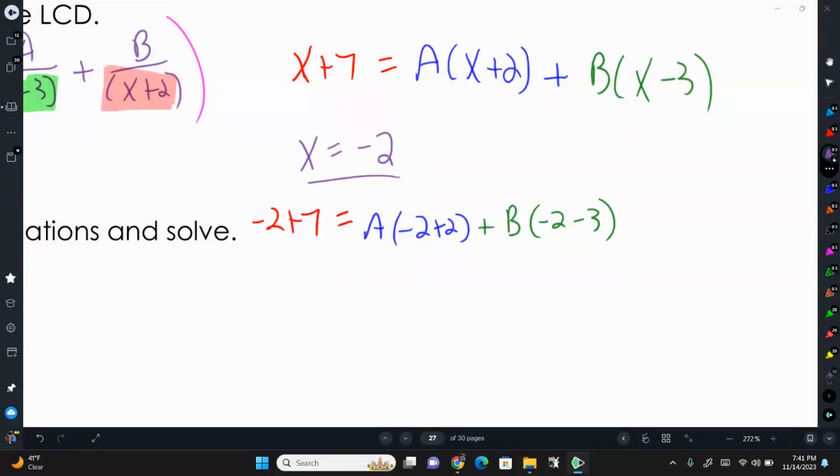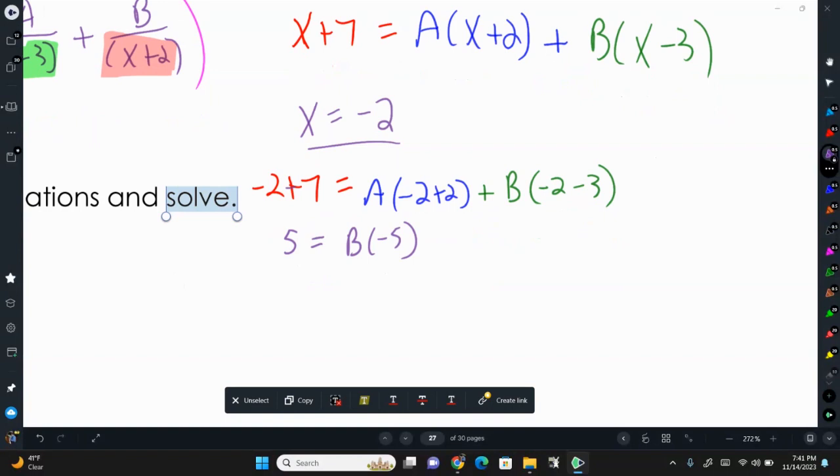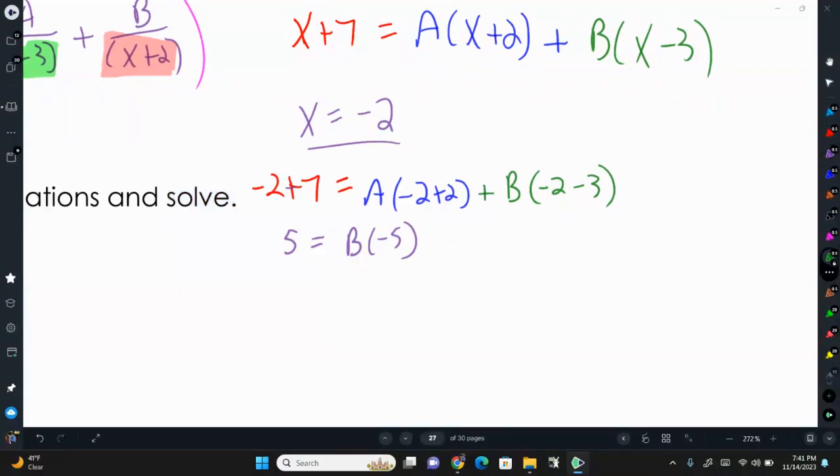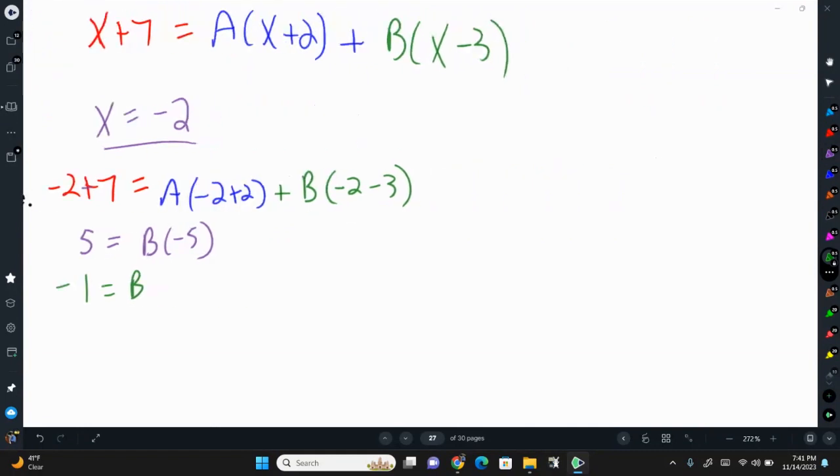Okay, so the left side, negative 2 plus 7 is 5 equals, well, negative 2 plus 2 is 0 times a is 0, so we have no a. And then we have b times negative 5. Negative 2 minus 3 is negative 5. Divide both sides by negative 5. Negative 1 is equal to b. So b is equal to negative 1.